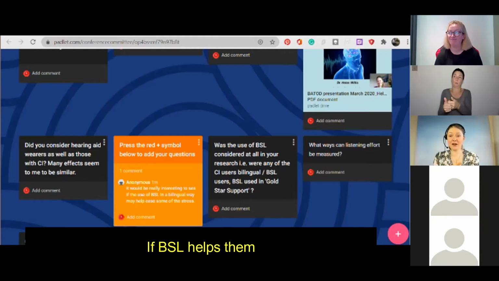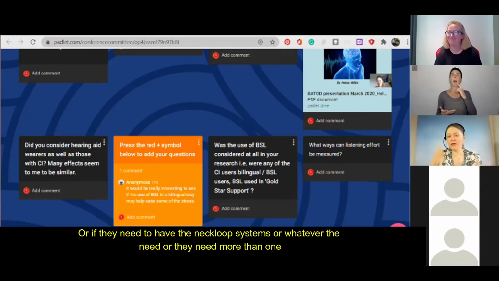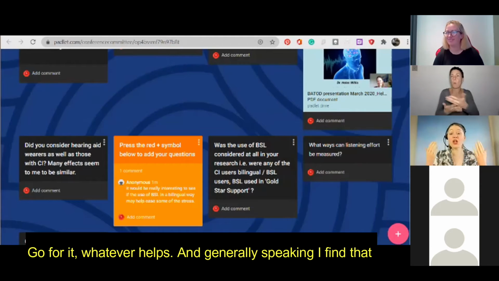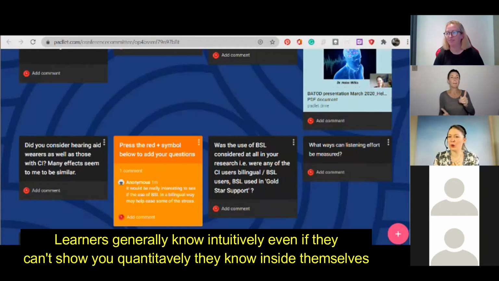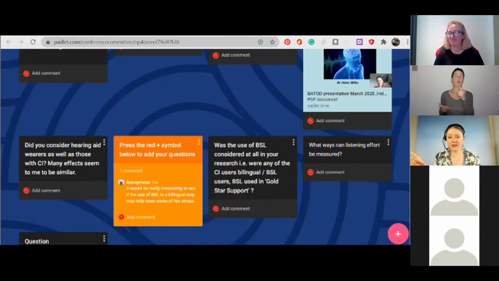If BSL helps them and they feel the help and they feel the reduction in cognitive load, go for it. Or if they need other mechanisms, or if they need more than one, go for it. Whatever helps. And generally speaking, I find that learners know intuitively, even if they can't show you quantitatively, they know inside themselves that that helped, or that was too much, or that's not enough.